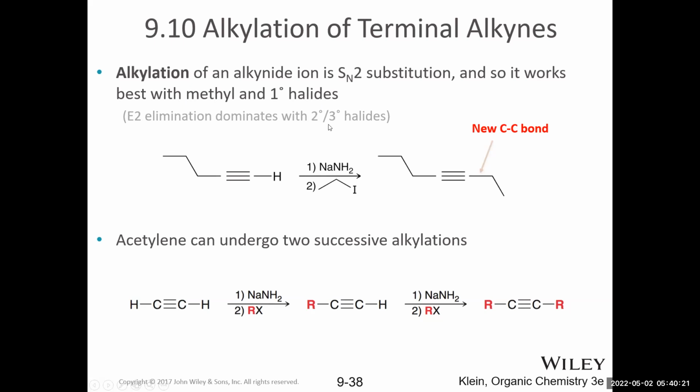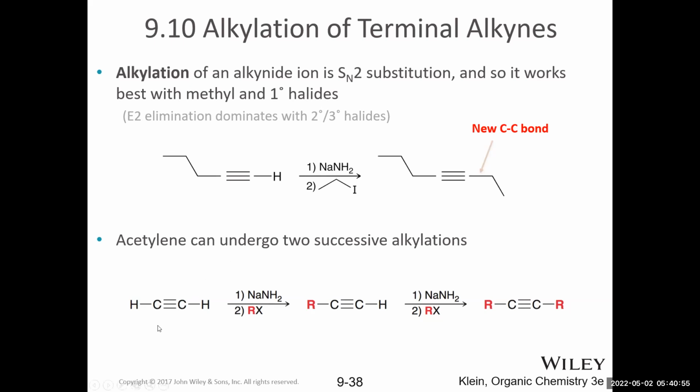If you use a secondary or tertiary halide instead of a methyl or primary halide in step number 2, then E2 elimination will dominate over SN2 substitution. So unfortunately, substitution would not occur and we would not get a new carbon-carbon bond. So we just want to remember that the alkyl halide must be unhindered. It has to be methyl or primary such that it undergoes a very facile SN2 substitution reaction.